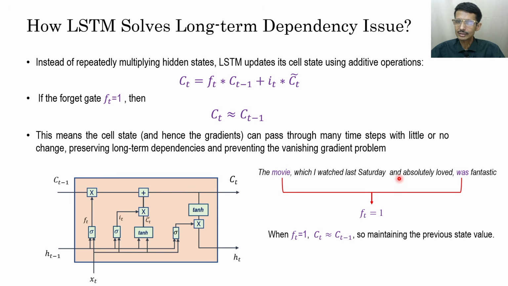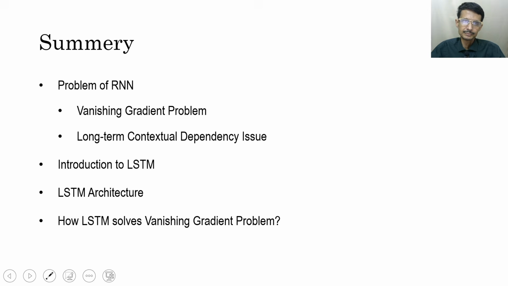The movie which I watched last Saturday and absolutely loved was fantastic. If f is equal to 1, we can remember 'movie', and the verb is associated with 'movie', not with 'loved'. So when f is equal to 1, we are maintaining the previous state. This is the way the problem has been solved. The long-term dependency problem has been solved.